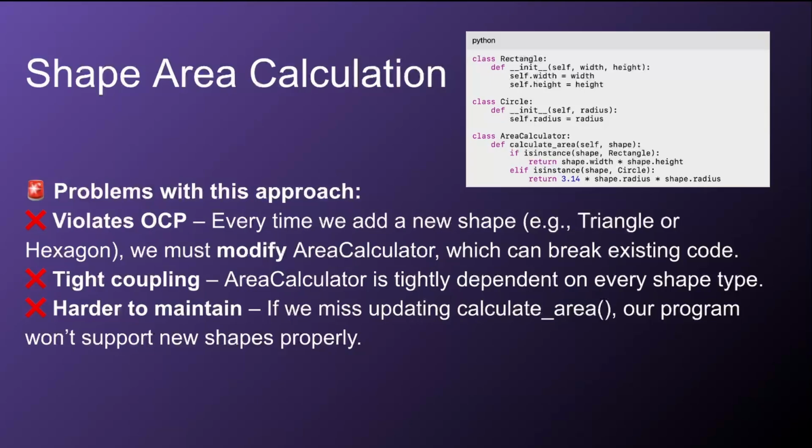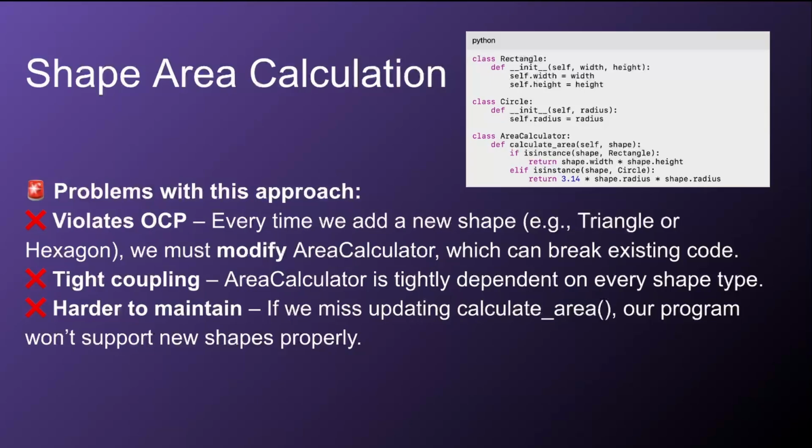The reason it is harder to maintain is that if we forgot to update calculate_area for a new shape, it will not work. And if we modified some shape, again we need to make changes there. So every time there are some changes, they have to take place in the area calculator as well.